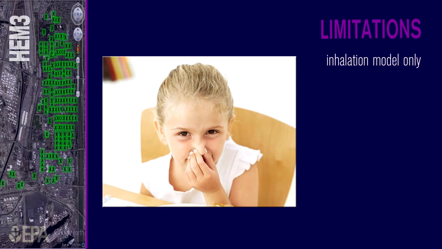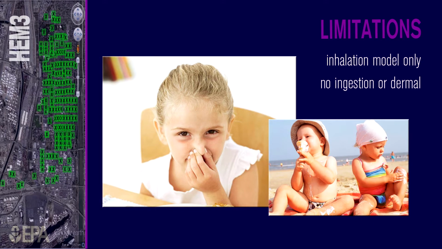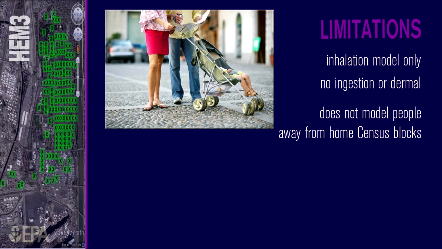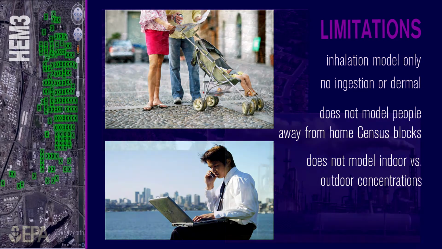As with all models, there are limitations to HIM. First, HIM is an inhalation model only. It is designed only for the air pathway and the inhalation route of exposure, so it cannot be used to estimate exposure through ingestion or dermal routes. HIM is a simple exposure model in that it doesn't account for the movement of people away from their home census blocks and does not account for possible lower indoor versus outdoor pollutant concentrations.